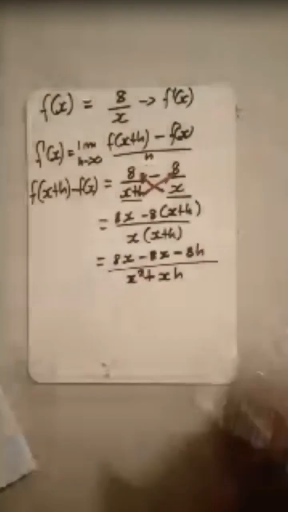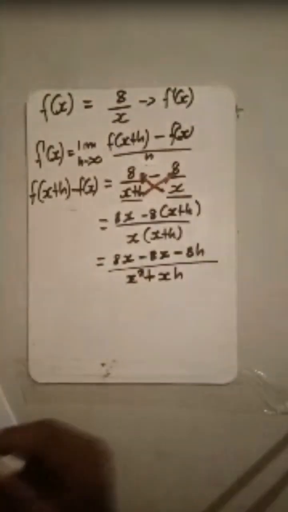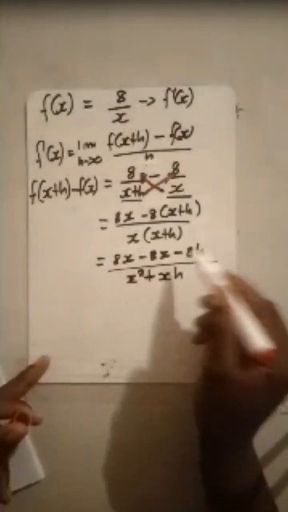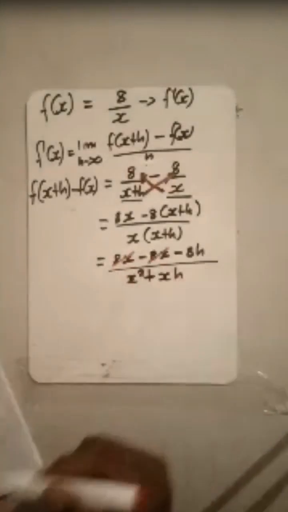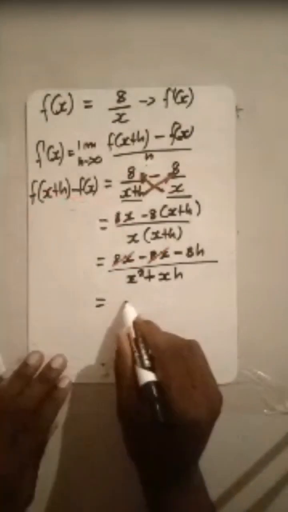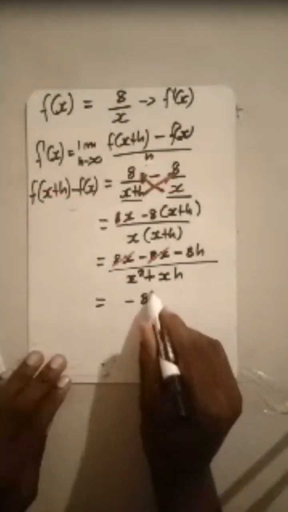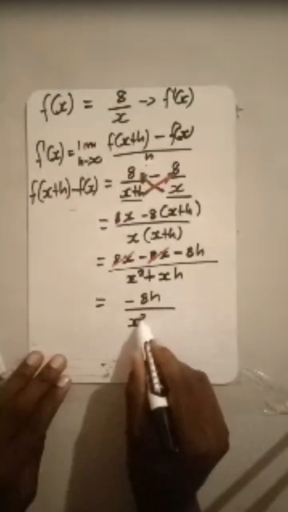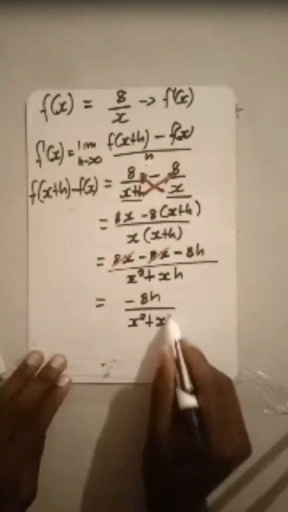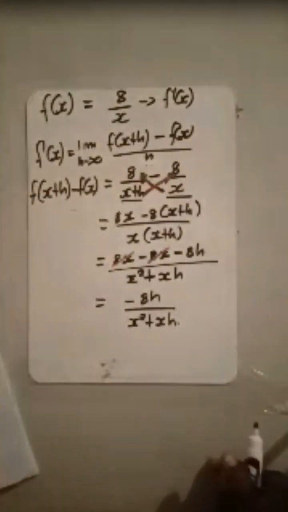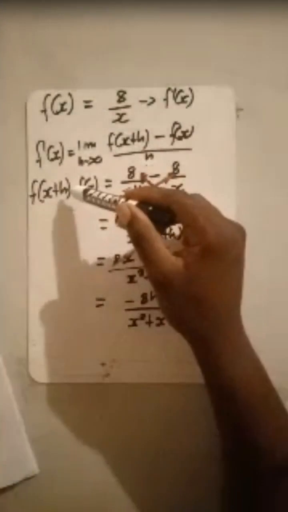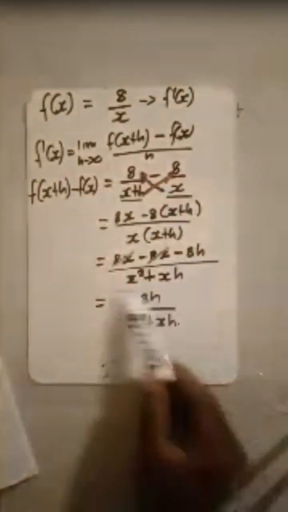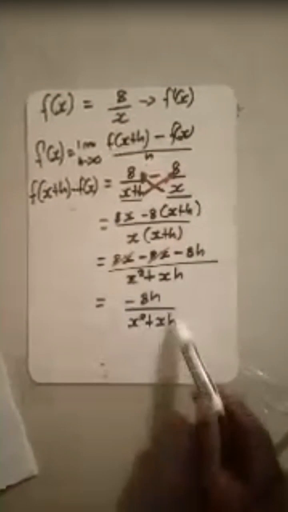Right? On the numerator there, we see that we actually have like terms. 8x minus 8x, these ones cancel. So what are we left with? Now we are left with negative 8h over x squared plus xh. So what does it mean? It means f of x plus h minus f of x gives us this expression here, right?